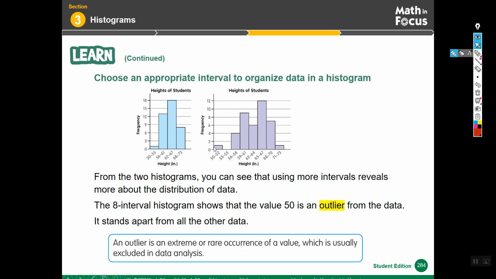So if we were looking for an average, remember, this was only one person that was this outlier. So you could get a pretty good average excluding that one, okay?